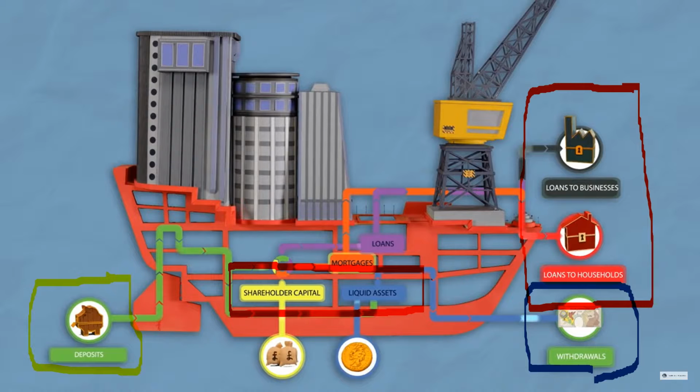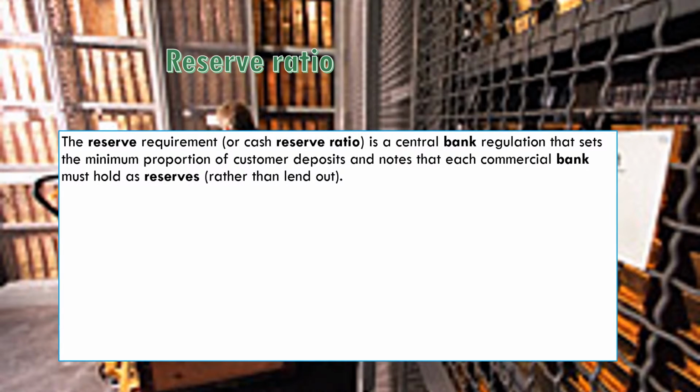Essentially, the reserve ratio is the proportion of all the deposits that the bank has to keep within the bank so that people can be confident that they can make withdrawals. The reserve ratio, or reserve requirement, is a central bank regulation that sets the minimum proportion of customer deposits and notes that each commercial bank must hold as reserves. So of all the money they receive from depositors, from households and firms, the central bank, so the Bank of England or ECB or Federal Reserve in America, would set a ratio, a percentage, saying that amount has to stay within the bank. You can't lend that out.